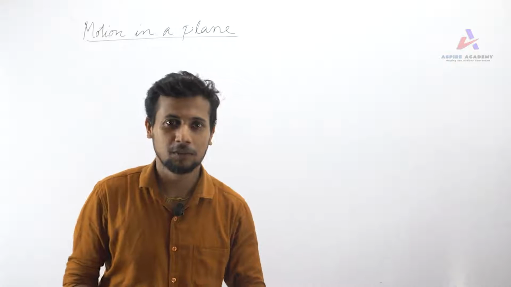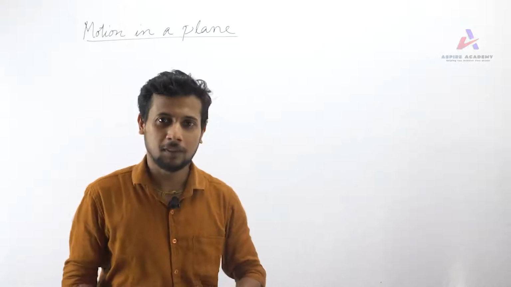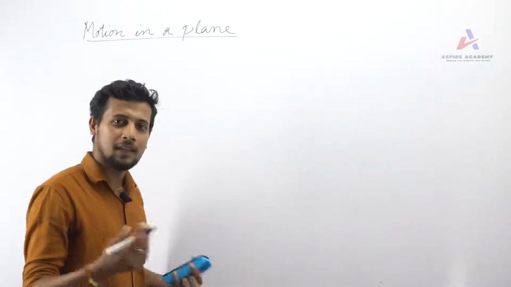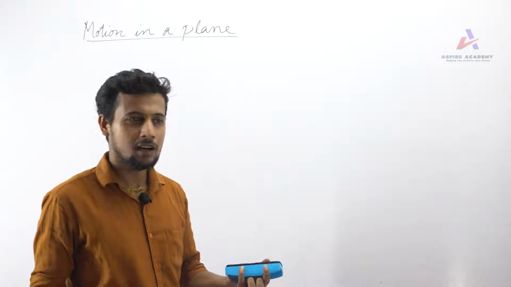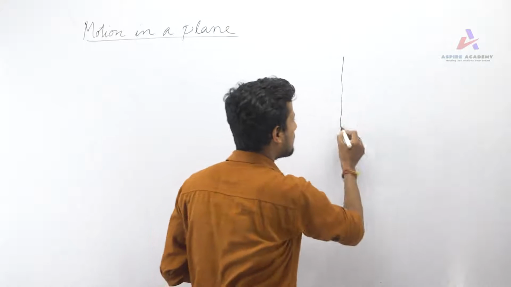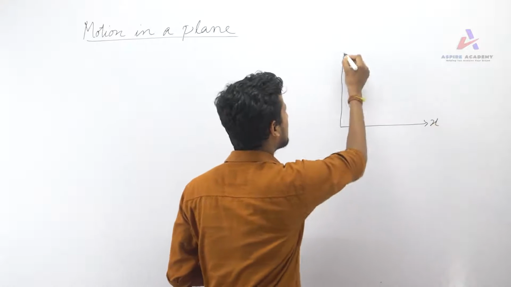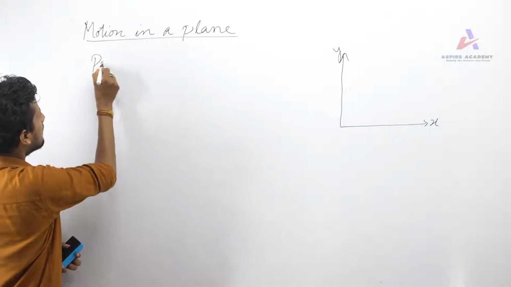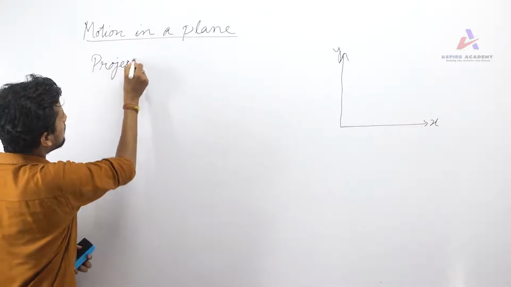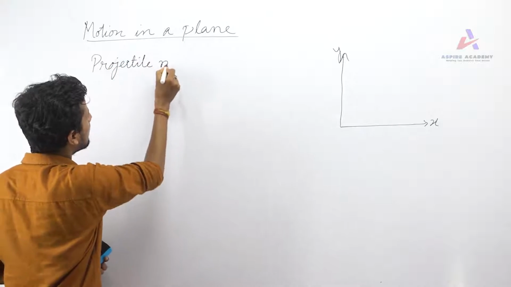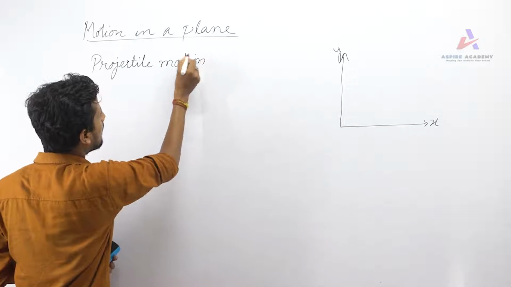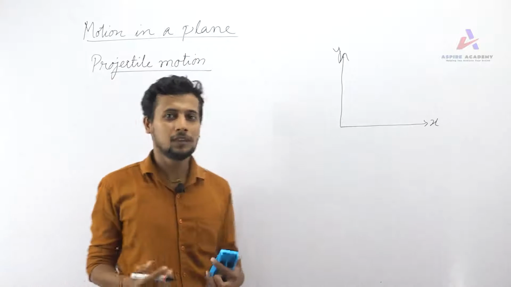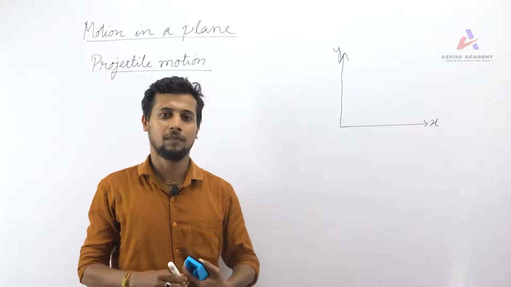We will be studying projectile motion, which comes under the chapter motion in a plane. We know that any plane is a two-dimensional area which we generally represent as x and y coordinates. Since we are studying projectile motion, we need to first understand what a projectile motion is.